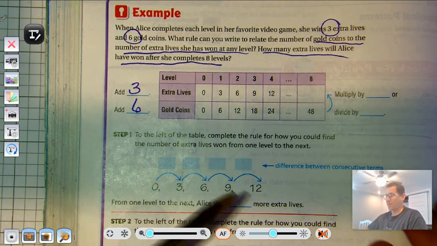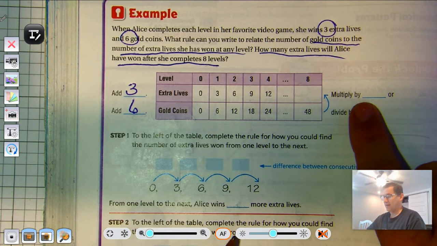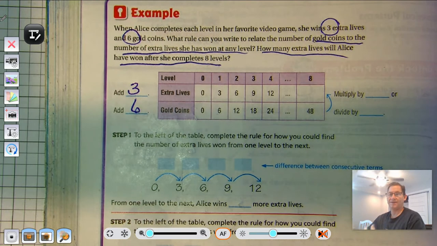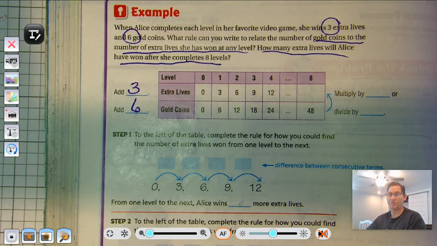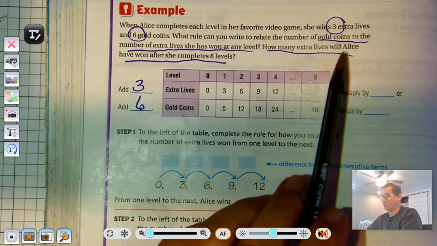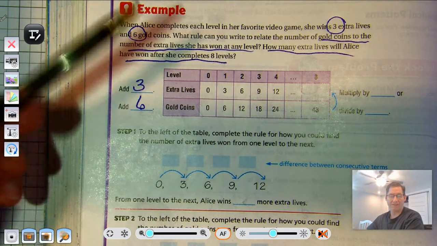Now, I can multiply or divide to figure out the pattern for these two things and how they relate. We want to know gold coins to the number of extra lives.